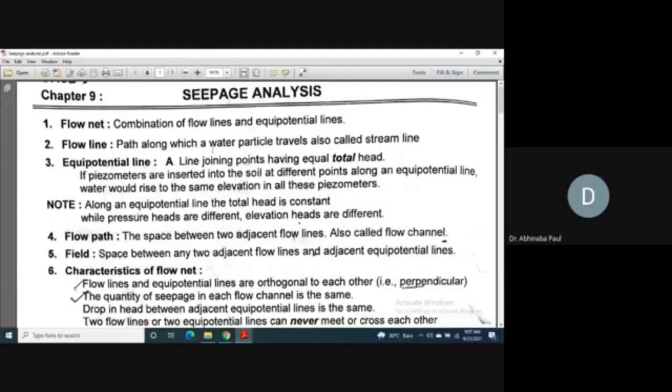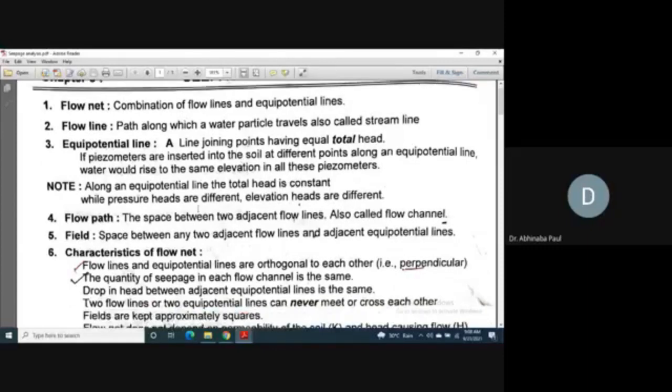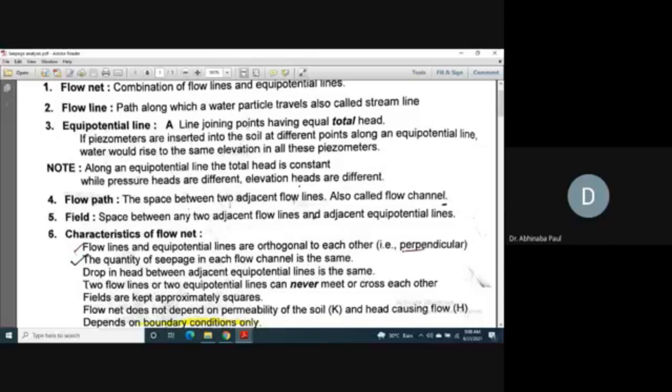Next is the equipotential line: a line joining points of equal total head. Next is the flow path, the space between two adjacent flow lines. The adjacent space between two flow lines we call a flow path, also called flow channels. Next is the field, the space between any two adjacent flow lines and adjacent equipotential lines.